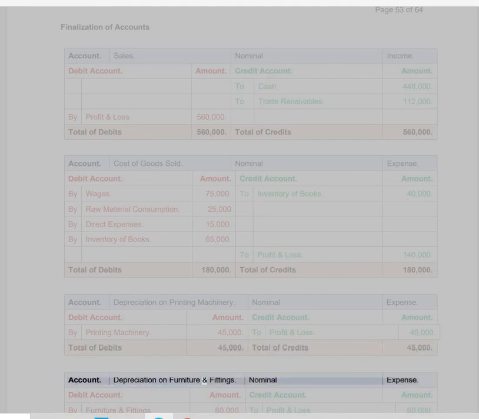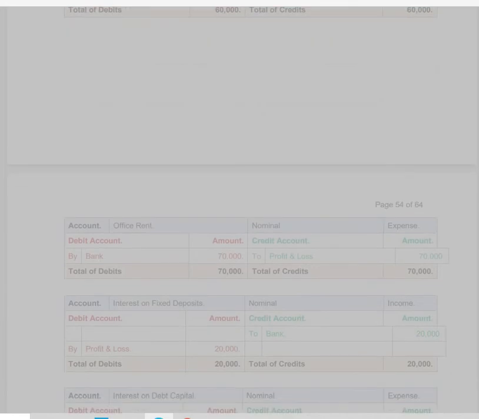Account: depreciation on furniture and fittings. Nominal expense. Debit account, amount. Credit account, amount. By furniture and fittings, 60,000, to profit and loss, 60,000. Total of debits 60,000. Total of credits 60,000. Page 54 of 64.